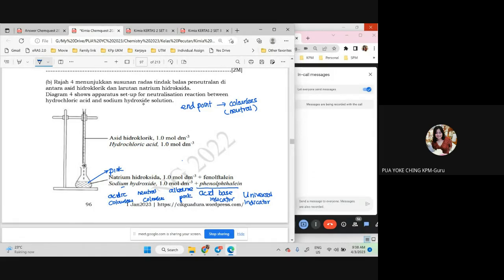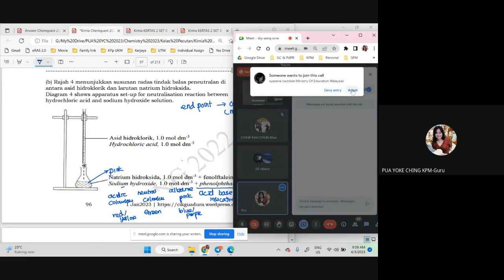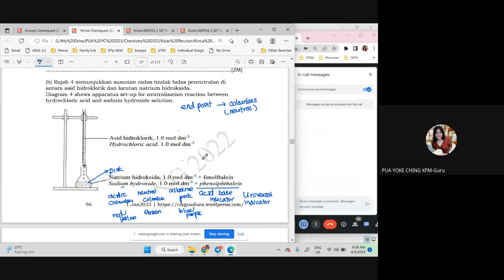Okay, so how about the universal indicator? Universal indicator is green when neutral. Alkali is blue or purple. And it is red or yellow when acidic. Okay, so this is the common indicator that we'll be using.